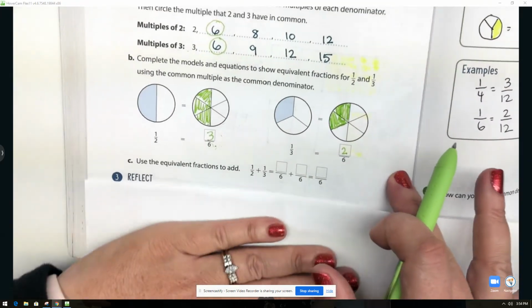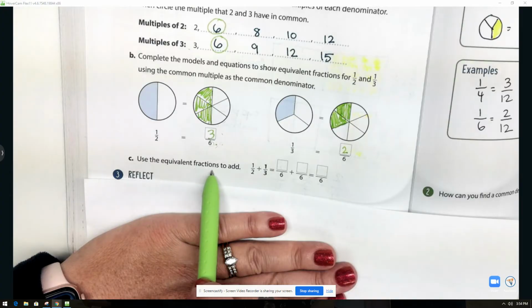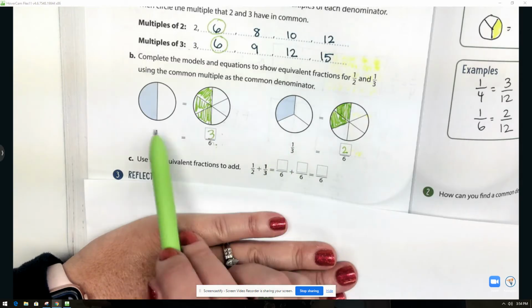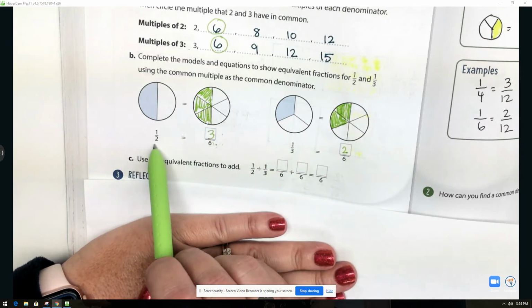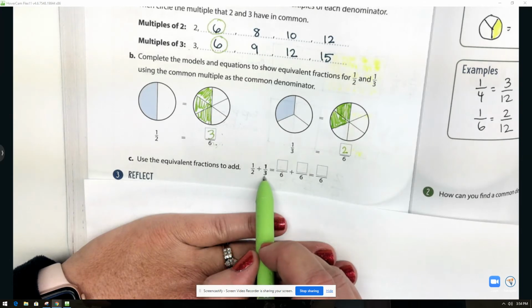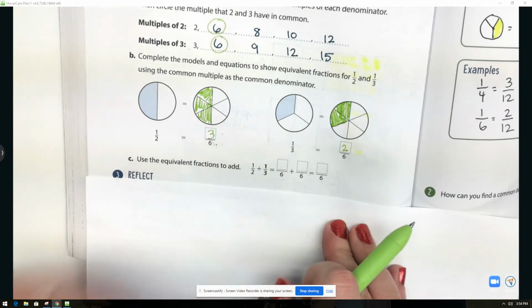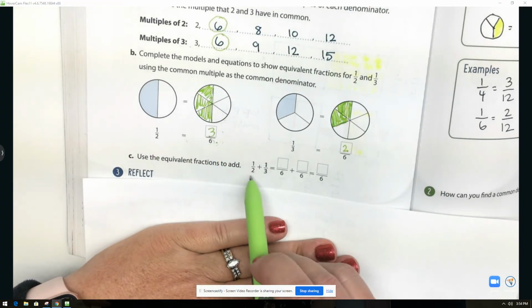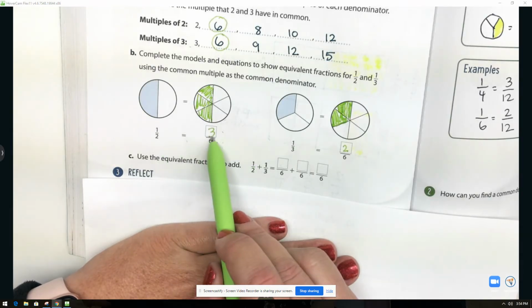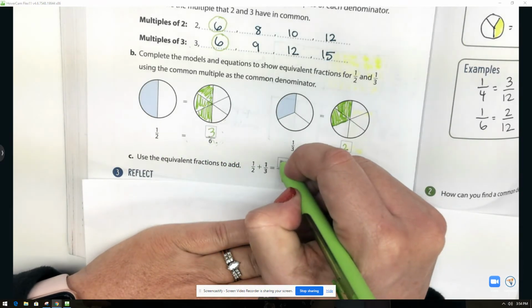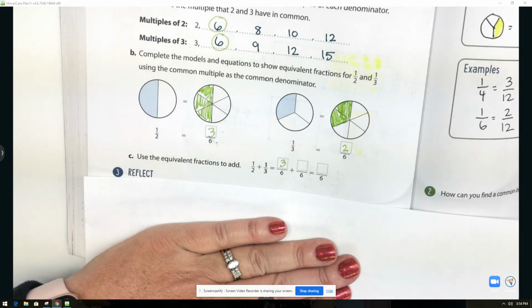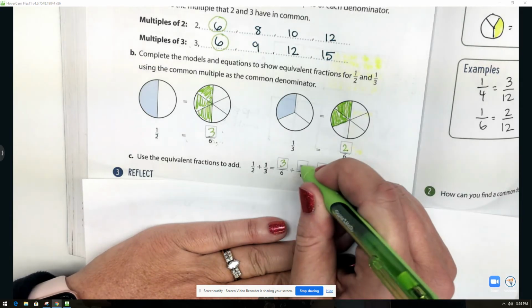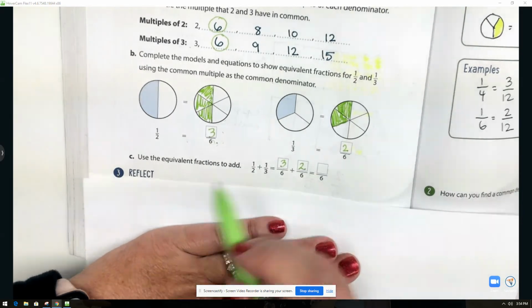So now, if we look here, using the equivalent fractions to add, we know that we were trying to add 1/2 and 1/3, but we couldn't just add them the way that they were because they did not have a common denominator. 2 and 3 are different, so we can't just add them. We have to turn them into equivalent fractions. So using our picture, we recognize that 1/2 is equivalent or equal to 3/6. So we're going to change that 1/2 to 3/6. And then this 1/3 is equivalent or equal to 2/6. So then we're going to add 2/6 to 3/6.